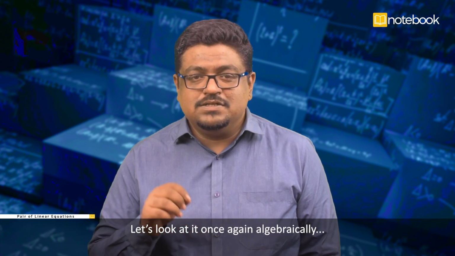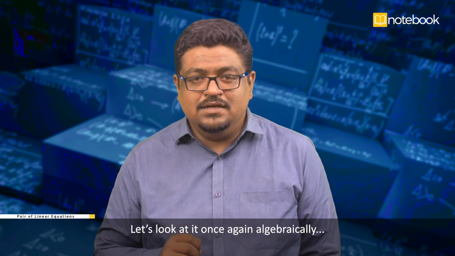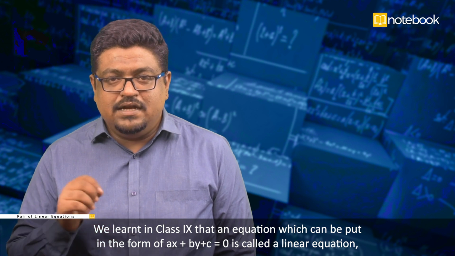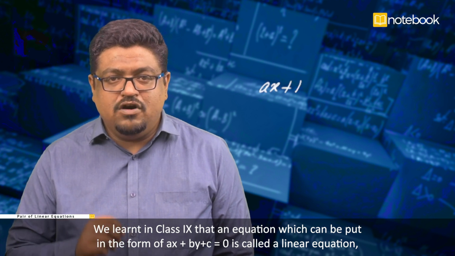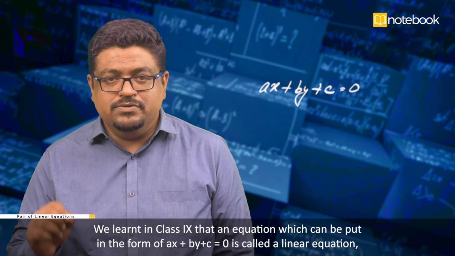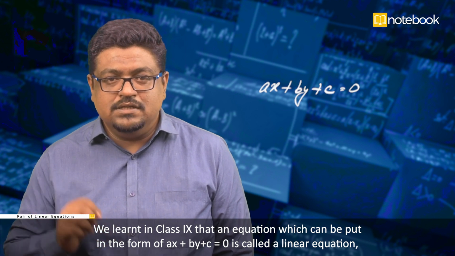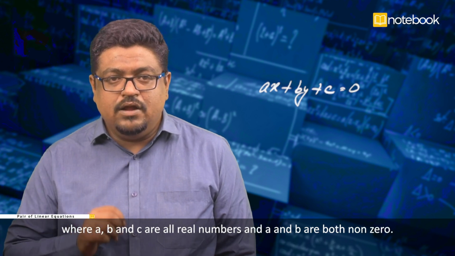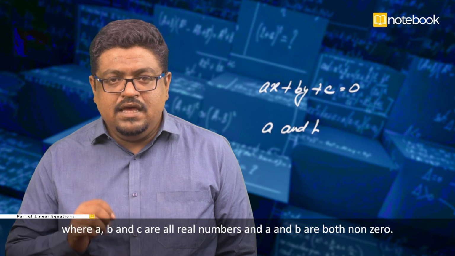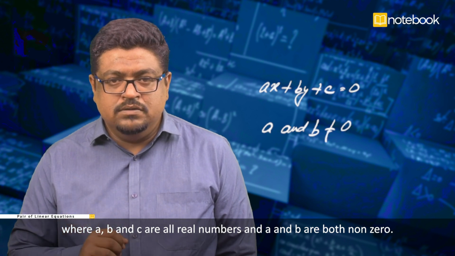How? Let us look at it once again algebraically. We learnt in class 9 that an equation which can be put in the form of ax plus by plus c is equal to 0 is called a linear equation where a, b and c are all real numbers and a and b are both non-zero.